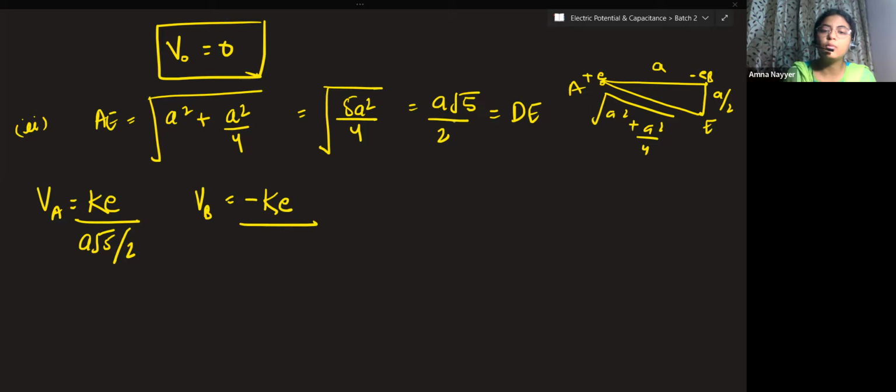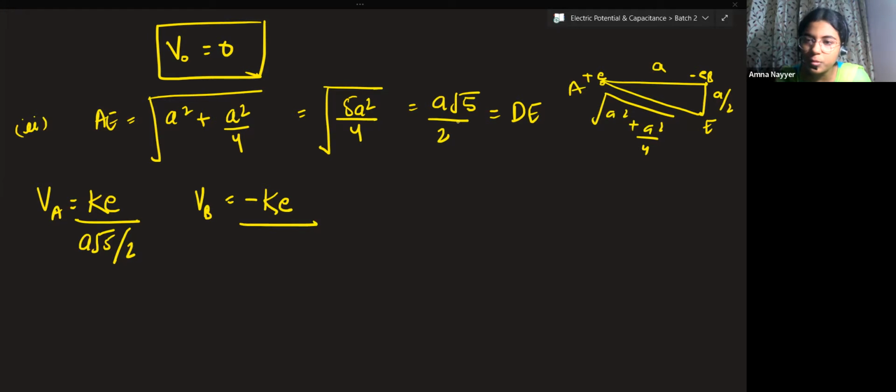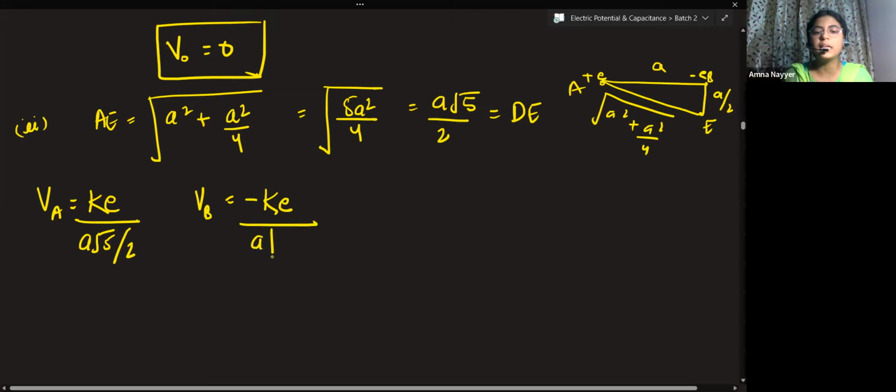Okay, Atif, tell me what is R that I should take? A by 2. A by 2, correct. The separation of the charge from the point is A by 2. So this will be A by 2.